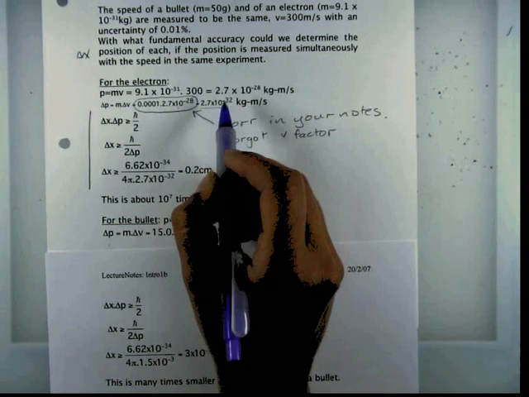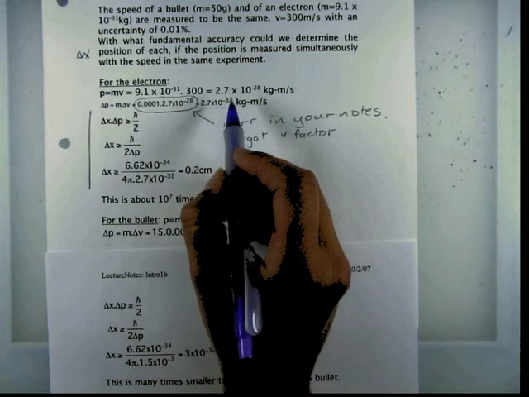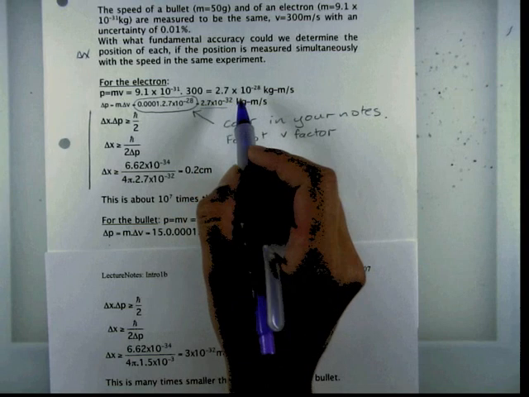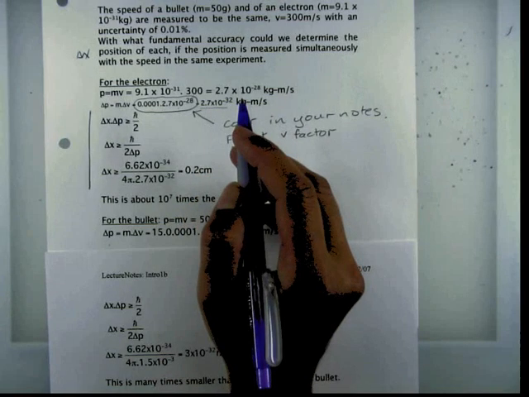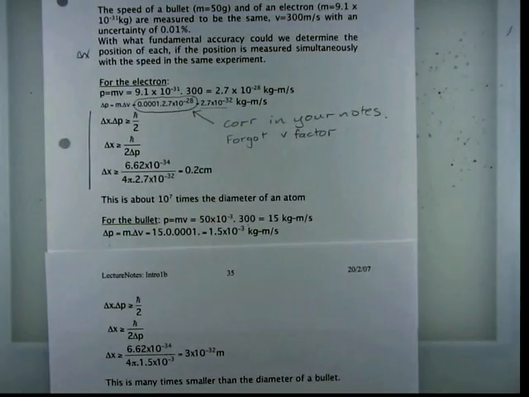But the final result is correct. The 2.7 10 to the minus 32 is correct. I just forgot to write in the number 300 in there. So apologies for that. Velocity. Mass times delta V is the uncertainty associated with the velocity.